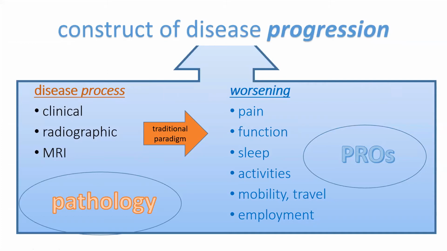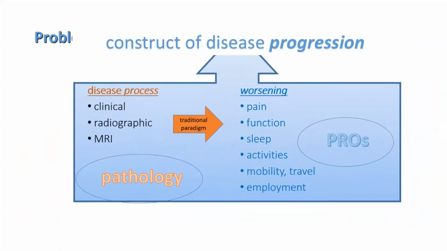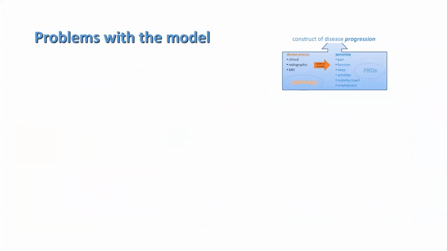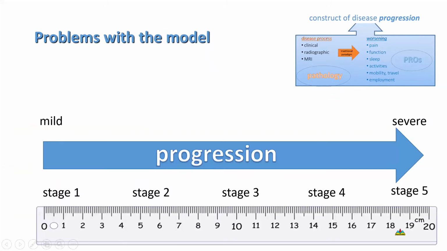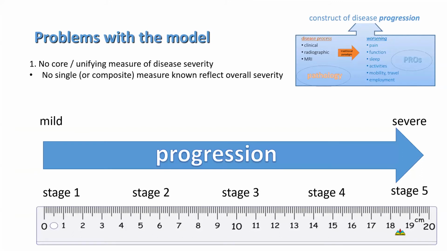And we've kind of translated this, morphed into a construct of disease progression, where the pathology predicts worsening in the PROs. Now, there are many problems with this. To measure progression, ideally, we have a scale, you can see mild at one end, severe at the other, and we should have a reproducible and consistent way of measuring disease severity as people progress along this pathway. But actually, in osteoarthritis, we don't have a single or composite measure that reflects innate overall severity.